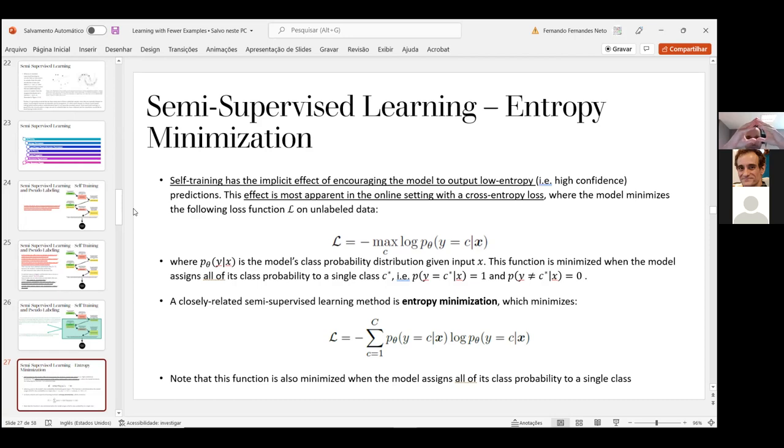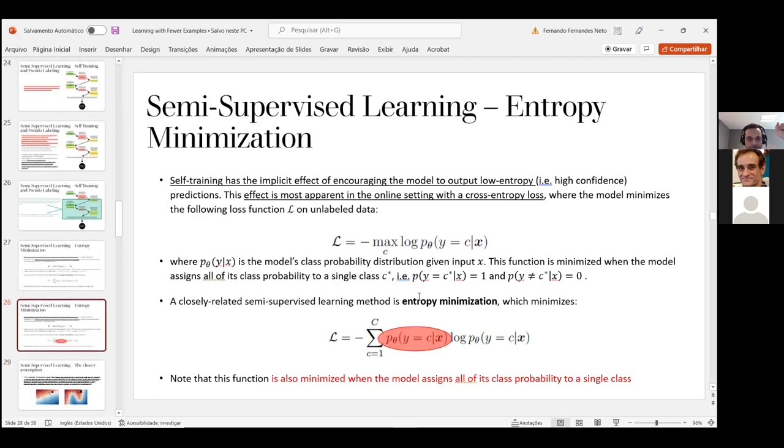It's also interesting to observe that there is a closely related technique, which is entropy minimization. In this case, we minimize the sum of P_theta(Y=C|X) times the log of P_theta(Y=C|X). So basically we are minimizing the entropy. Let's remember this is the definition of entropy. And basically this function is also minimized when the model assigns all of its class probability to a single class. Okay. We can better realize this assertion given this term in the expression, right?